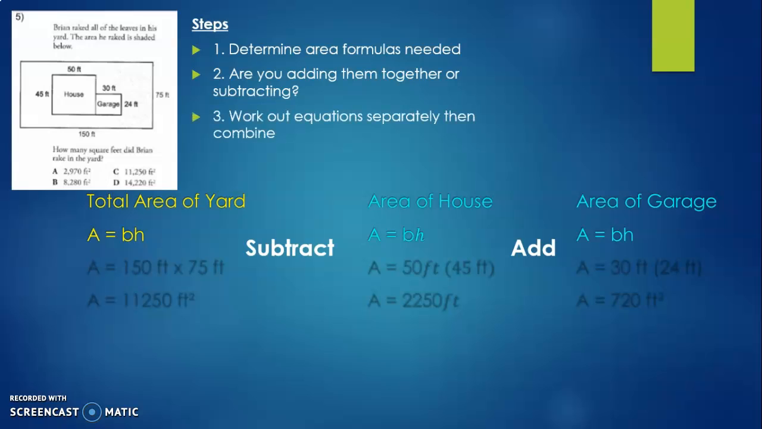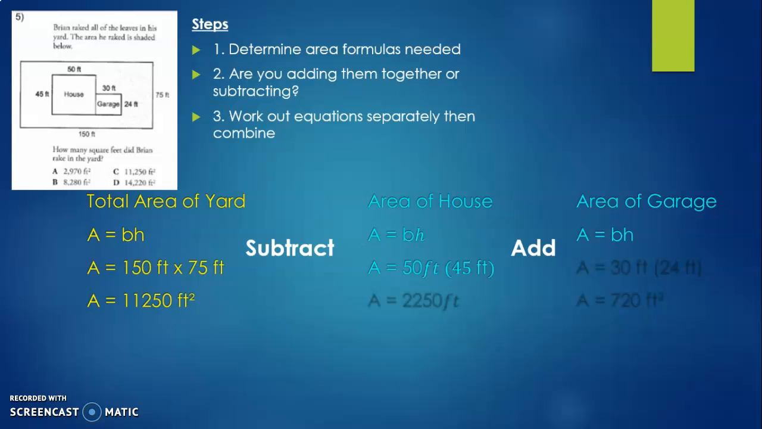All right, so let's go ahead and work them out. The area of our yard is base times height, which is 150 times 75, giving us 11,250. Now I need to find the area of my house, which is 50 feet by 45 feet. That's going to give me 2,250. Now I need to find the area of my garage. Once again, a rectangle, so a 30 by 24, giving me a total of 720 feet squared.